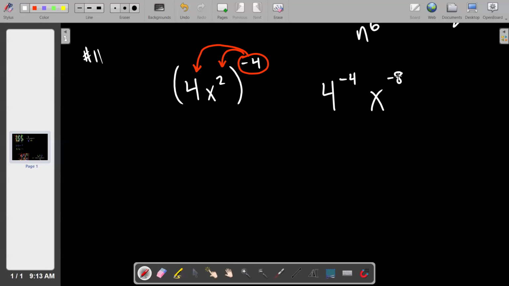It's at this point that in every problem you have to ask yourself, do I have any negative exponents? And if the answer is yes, then you are going to take time out of your day and move them. And there's only 2 ways a thing can move. They can either move up or they can move down.